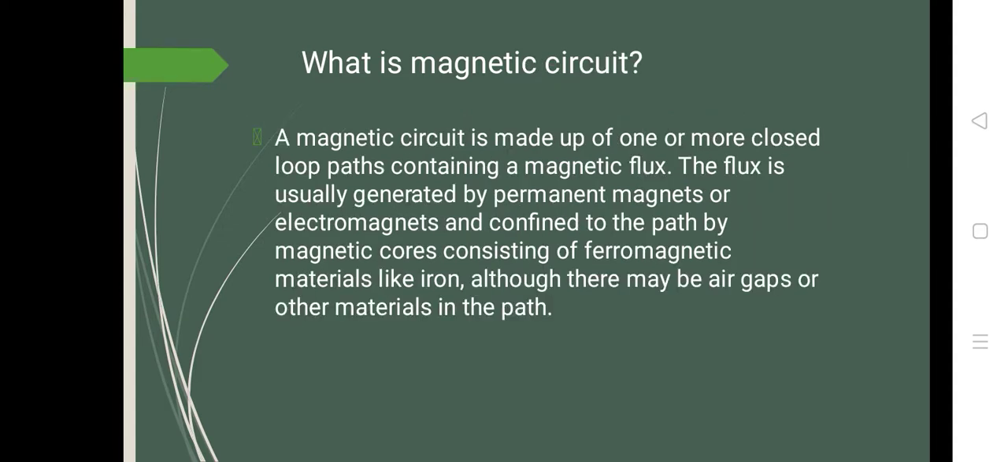So, what is a magnetic circuit? A magnetic circuit is made up of one or more closed-loop paths containing a magnetic flux. The flux is usually generated by permanent magnets or electromagnets and confined to the path by magnetic cores consisting of ferromagnetic materials like iron, although there may be air gaps or other materials in the path.